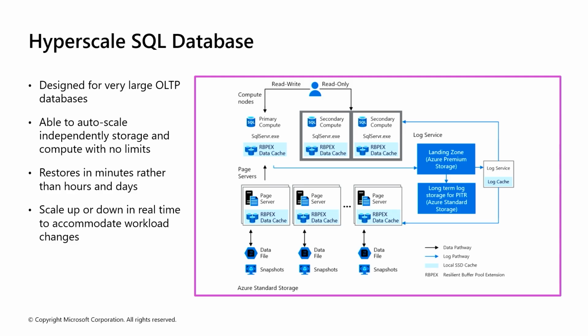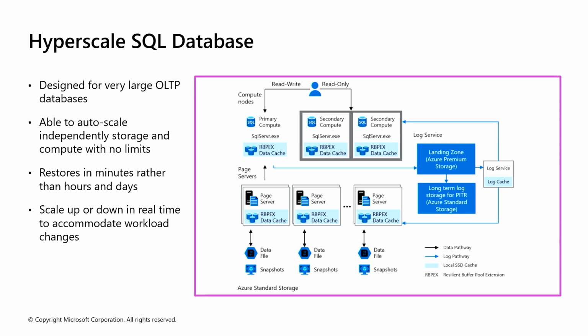Unlike traditional tiers, limited by single-node resources, Hyperscale uses a distributed architecture that separates compute, log, and storage layers, enabling fast scale-out and scale-up operations without limits. To accommodate workload changes and restoring in minutes, Hyperscale also allows provisioning of read-only compute replicas to offload queries from the primary node and to serve as hot standbys for failover. These replicas can be added or removed in real time without any downtime, making Hyperscale ideal for dynamic workloads.